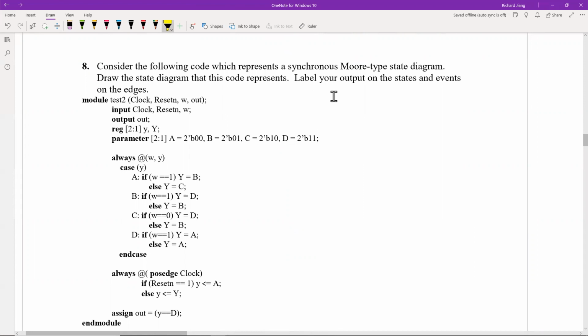So here we can see that there's a parameter. The parameter just means constant in Verilog. So we can see that we have a couple of constants. One of them is called A, and we defined it to be 0, 0. The other one is B, the other one is C, next one is D. So those must be the states. So the first thing we do is we draw in 4 bubbles, A, B, C, D, like that.